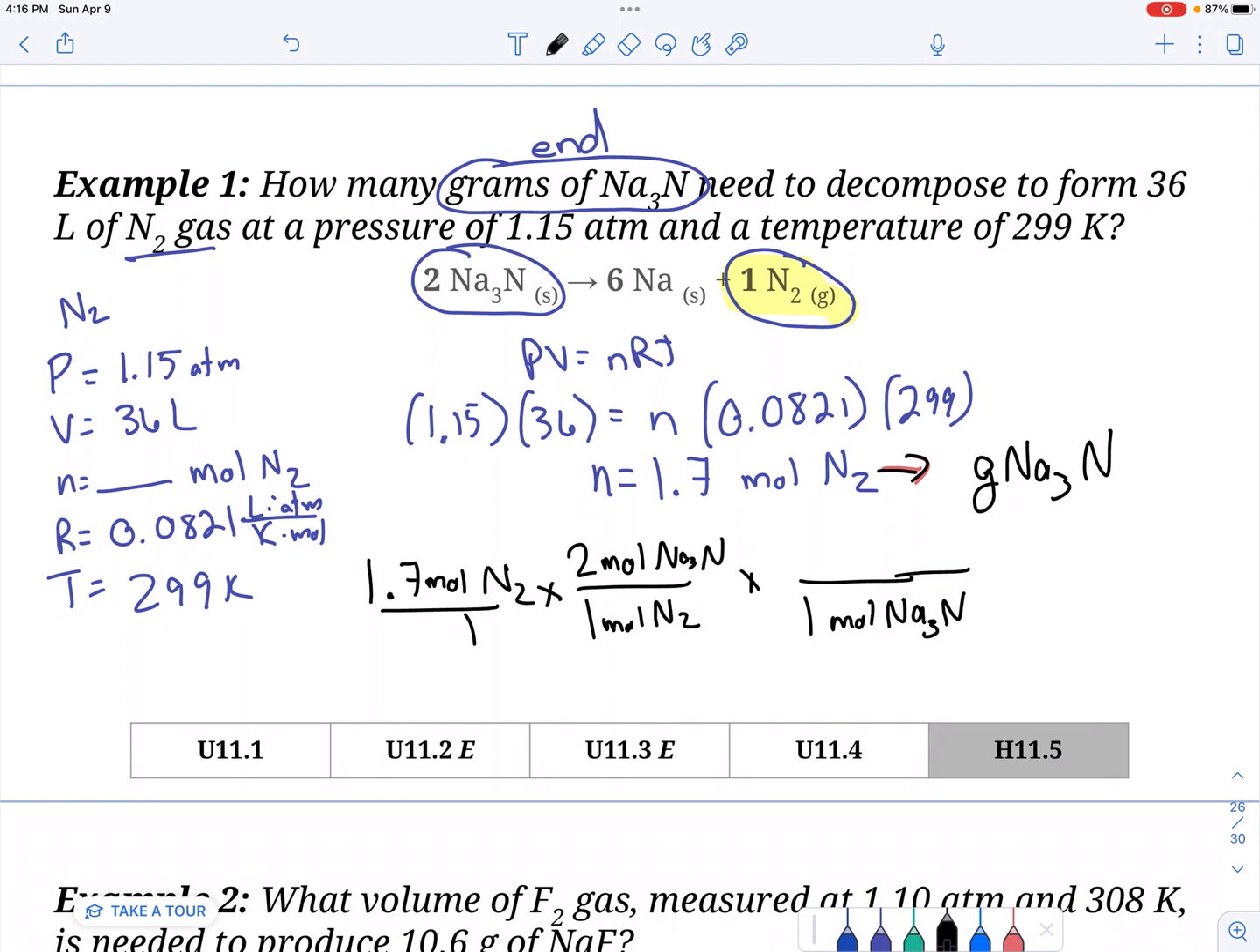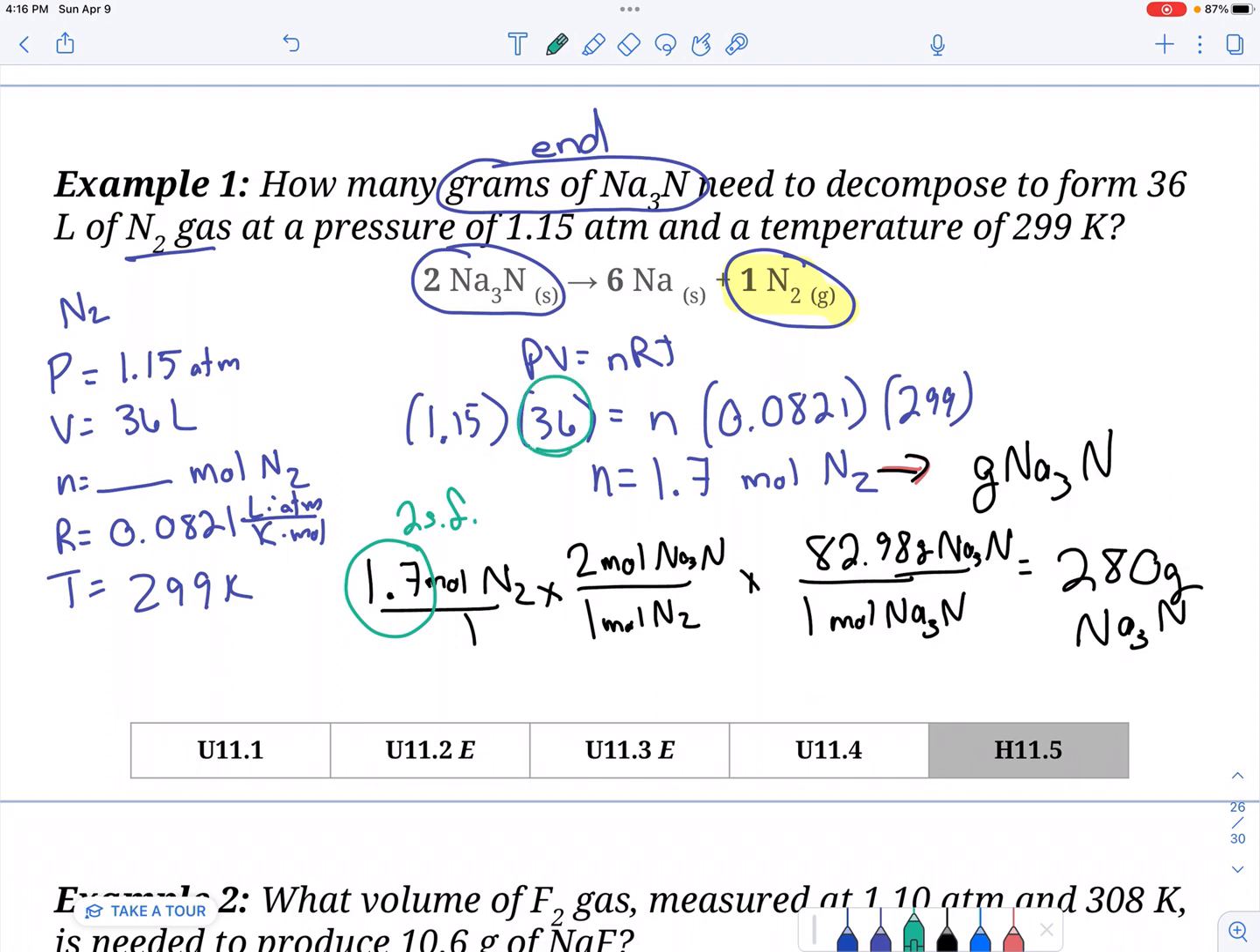When I look up or calculate Na3N molar mass, it is 82.98 grams of Na3N for a final mass of 280 grams. And you might be looking at your calculator and saying, wait, no, it's 282. The calculator is going to say 282, but right here I'm dealing with 2 sig figs because the volume was 2 sig figs. So I have 280 grams of Na3N. All right, so that's one way you might see the problem if you're ending in grams. That's the order you're going to do things.